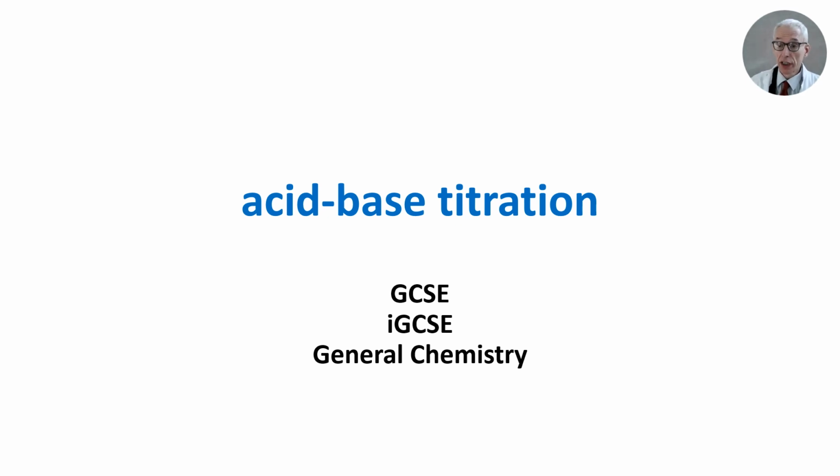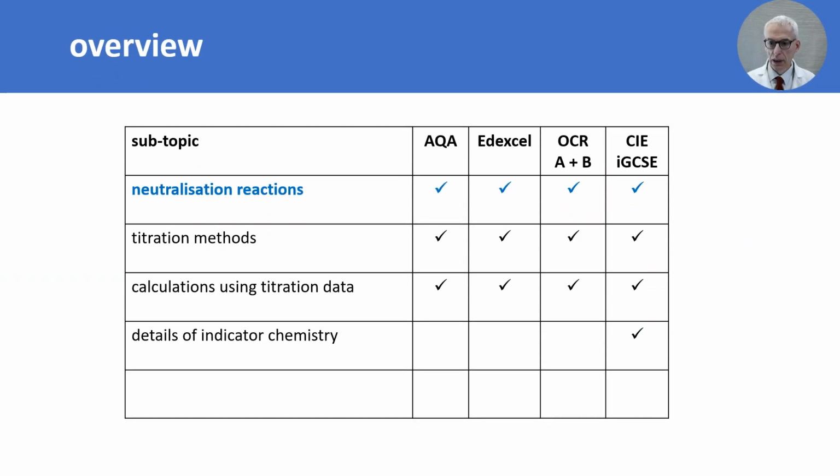Acid-base titration for GCSE, iGCSE and general chemistry. We will start with a review of neutralisation reactions, that's acid-base reactions. Then look at titration methods, then some model calculations using titration data, and then for those doing iGCSE, details of indicator chemistry.